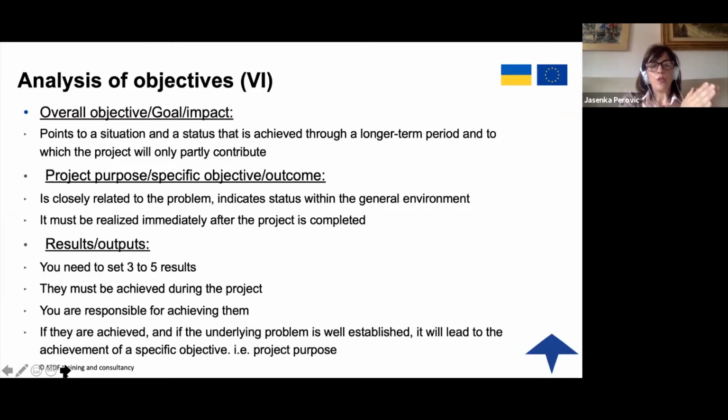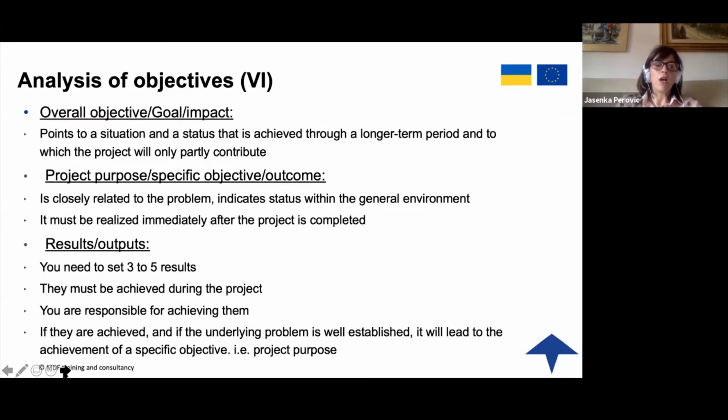Example. Before we go to the example of an objective tree: the overall objective, goal, or impact is a point to a situation and a status that is achieved through a long-term period and to which the project will only partly contribute. So you cannot, with your project, really solve this whole big overall objective. You can only partly contribute. The project purpose, specific objective, or outcome is closely related to the problem and indicates status within the general environment. It must be realized immediately after the project is completed.